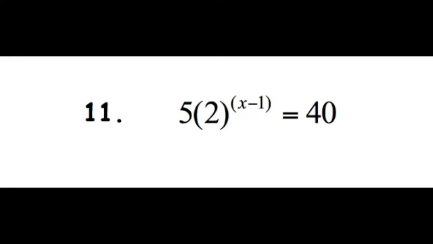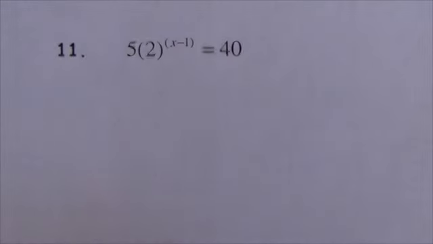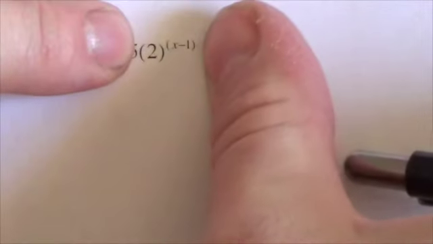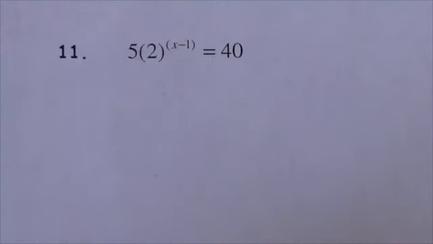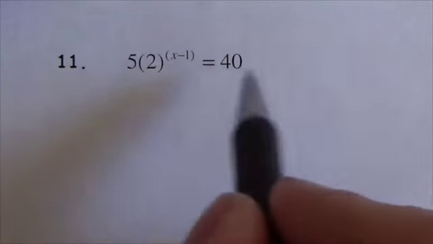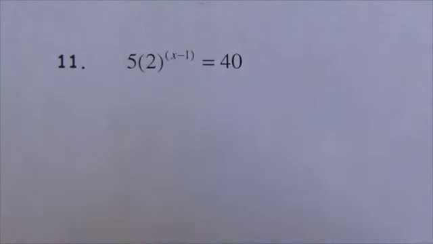5 times 2 to the x minus 1 is equal to 40. All right, now this question here, it's got a little bit more to it. Now, look at this power right here. Just ignore everything else here. Look at that power, 2 to the x minus 1. That suggests to me that the common base here is going to be 2. But 5 is not a power of 2, but neither is 40. So what I need to do here is simplify this down a little bit.